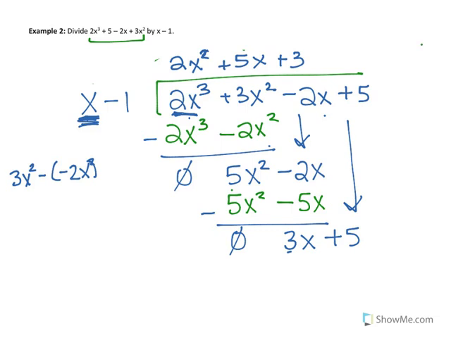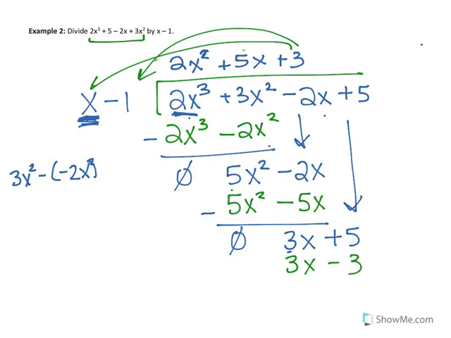So I'm going to distribute the 3 in, so 3 times x is 3x. 3 times negative 1 is minus 3. Now I'm going to subtract my two terms. The first one becomes 0, and then we have 5 subtract negative 3, which is 8, which is my remainder.